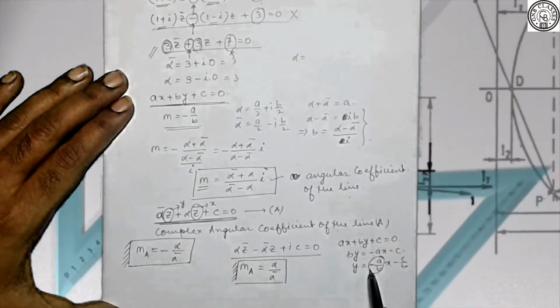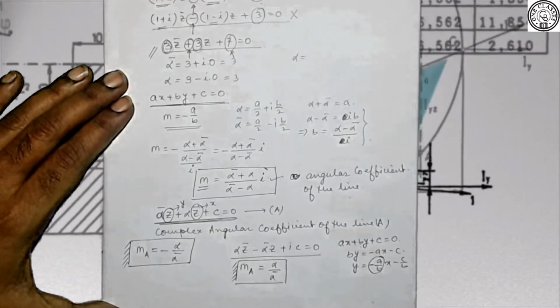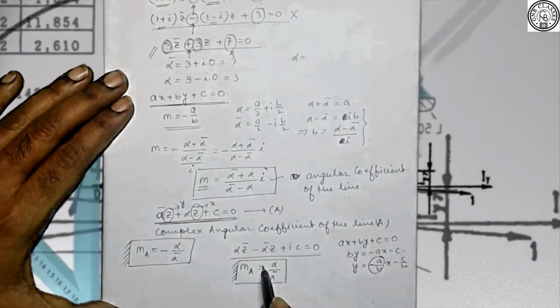Therefore, the slope will be minus alpha by alpha bar. Is it clear or not? Absolutely. Okay. Same thing. Try it here.